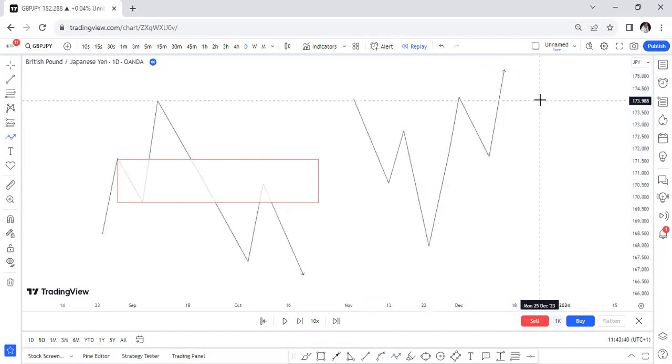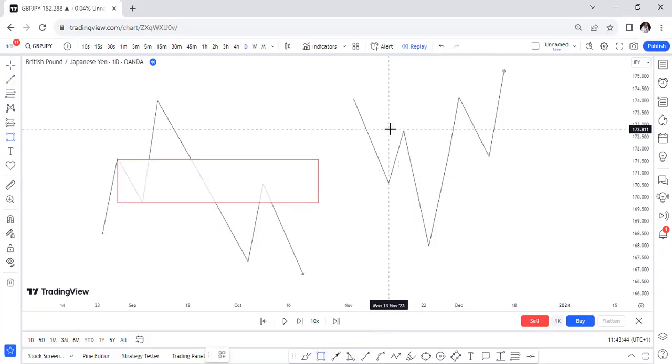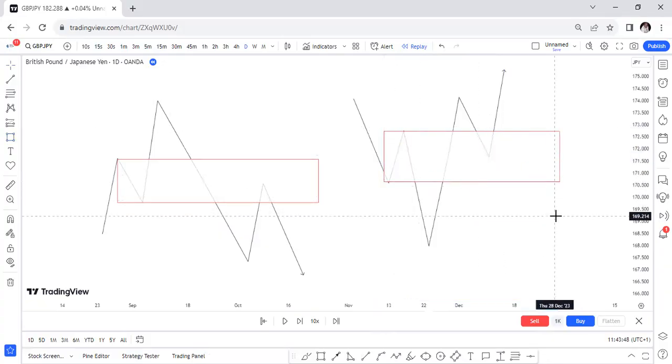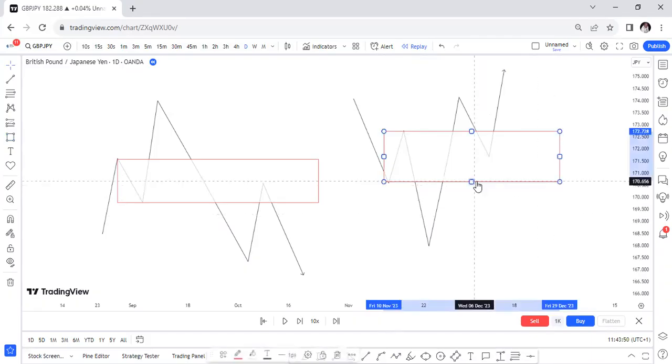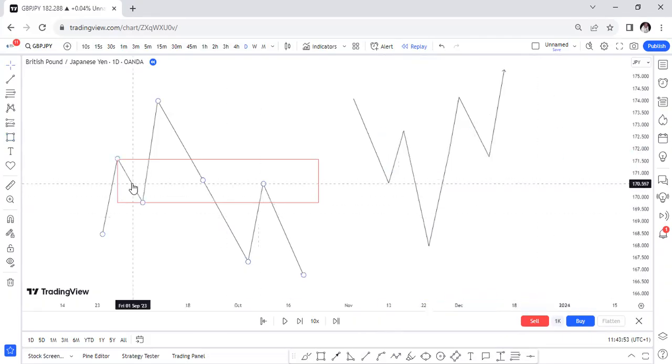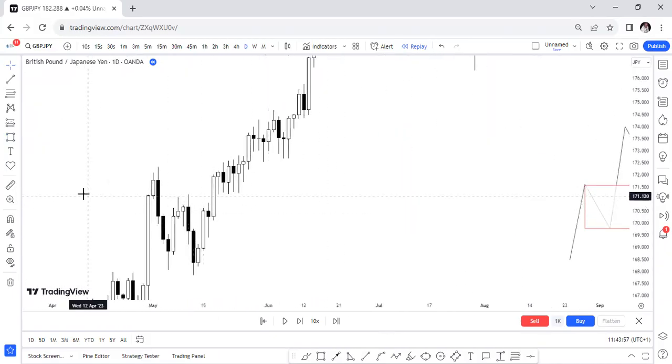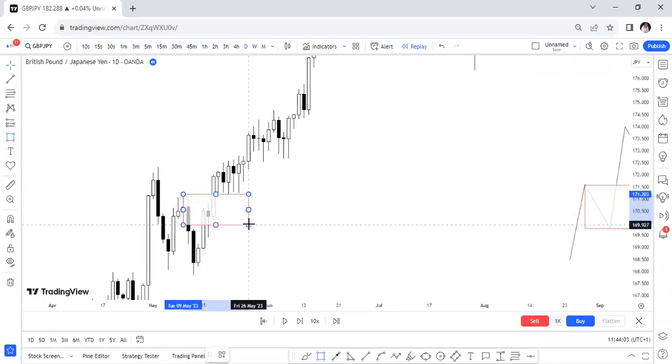You are no longer selling because price has changed its direction. You turn to buy, right? So that is flip engulfing. We can see it in this place. This is flip engulfing. Can you see flip engulfing here? This is a flip engulfing.